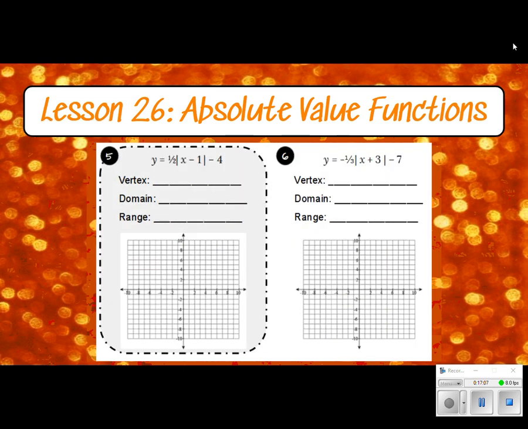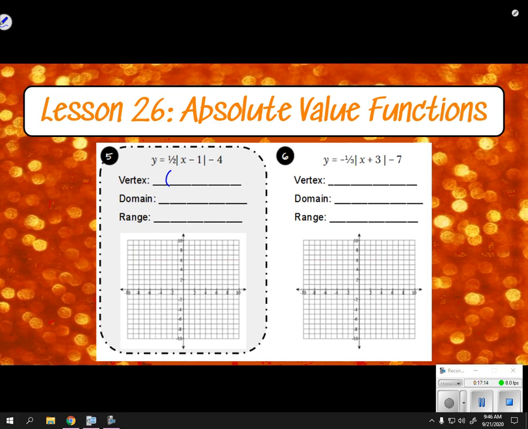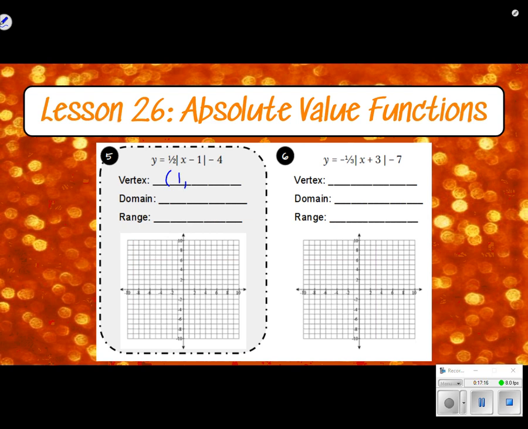All right, so here's number 5. 5 is a little bit different. Let's work this one together, and then I'm going to have you work number 6. So the vertex, opposite of -1 is +1. 1, -4. That's down here. And then the domain, negative infinity to positive infinity. All right, this is a +1/2. That means it opens up. That means that the bottom part, the vertex, is the lowest point, and that's going to be -4. It's going to go up to positive infinity.